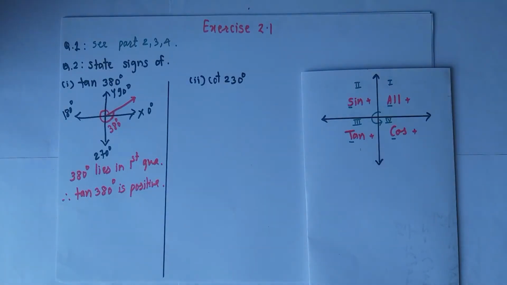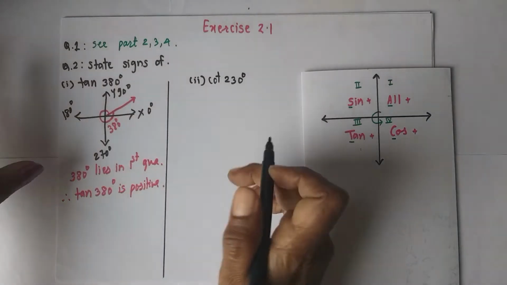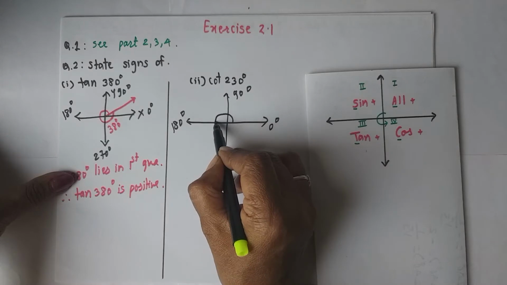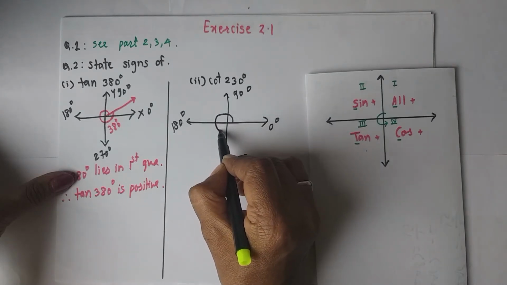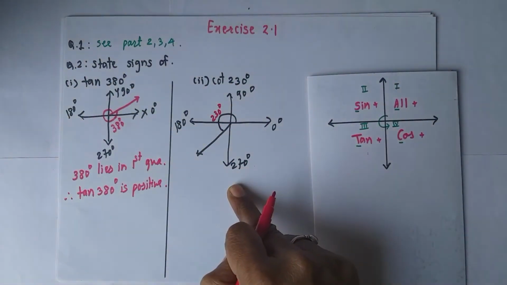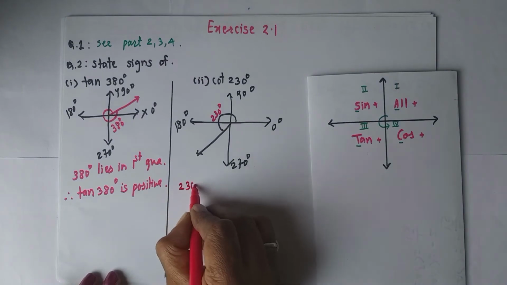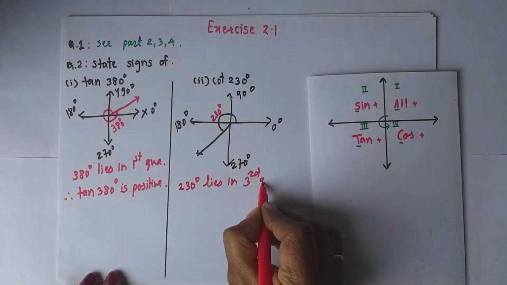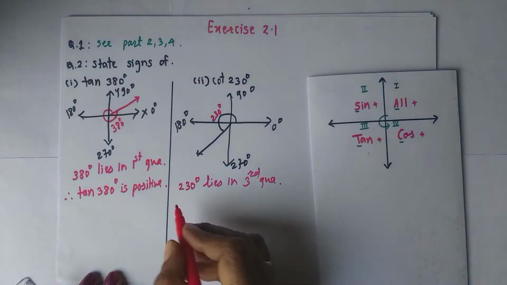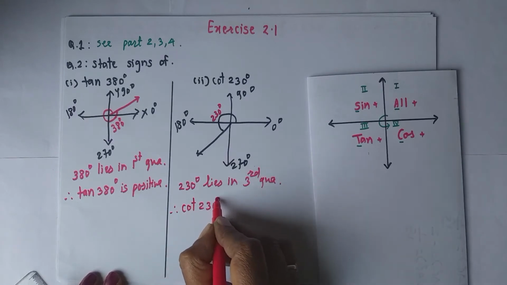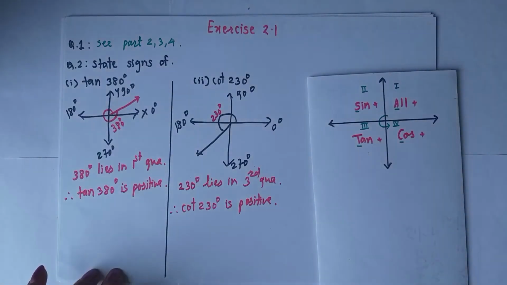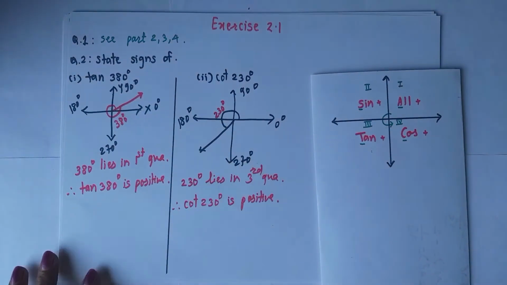Then we will find the second. See here, cot 230 degree. Again you draw the rough diagram. 230 means start rotating 180. If I add 50 to 180, then I will get here. Here will be the angle 230 degree. And where does it lie? It lies in third quadrant. You write down 230 degree lies in third quadrant. And see, in third quadrant, tan and its reciprocal cot will be positive. Therefore, cot 230 degree is positive, as the angle lies in third quadrant, and in third quadrant cot is positive.